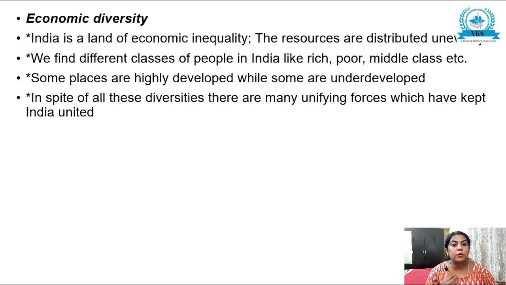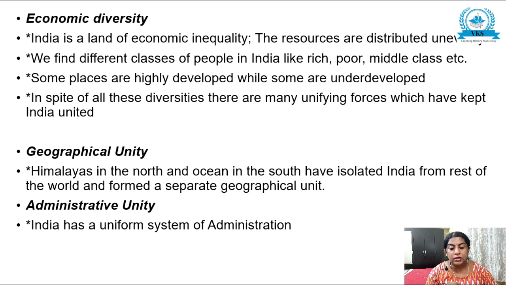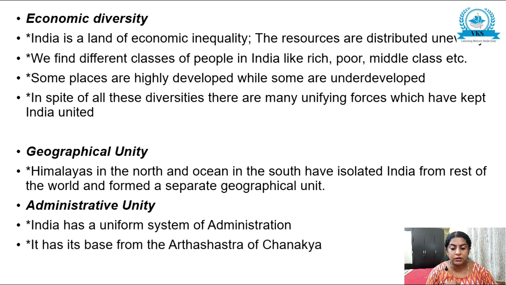Now let us see how India is united despite all these diversities. Then only the answer will be complete. So regarding unity, geographical unity. Himalayas in the north and oceans in the south have isolated India from the rest of the world and formed a separate geographical unit. Administrative unity. India has a uniform system of administration. It has its base from the Arthashastra of Chanakya or Kautilya.